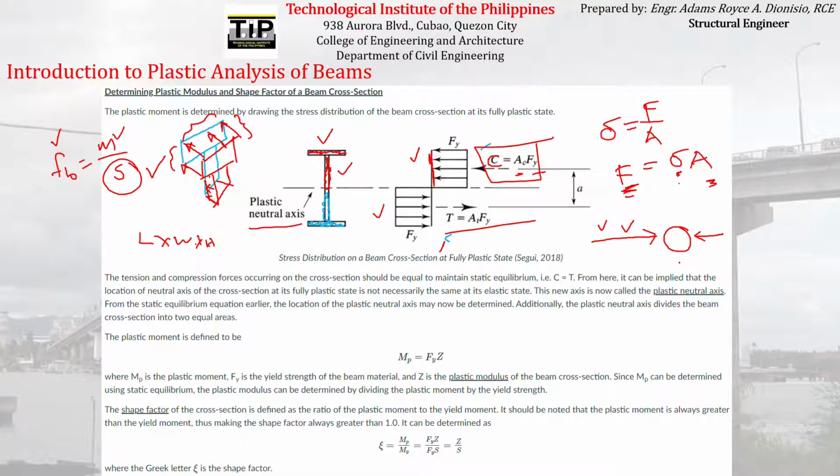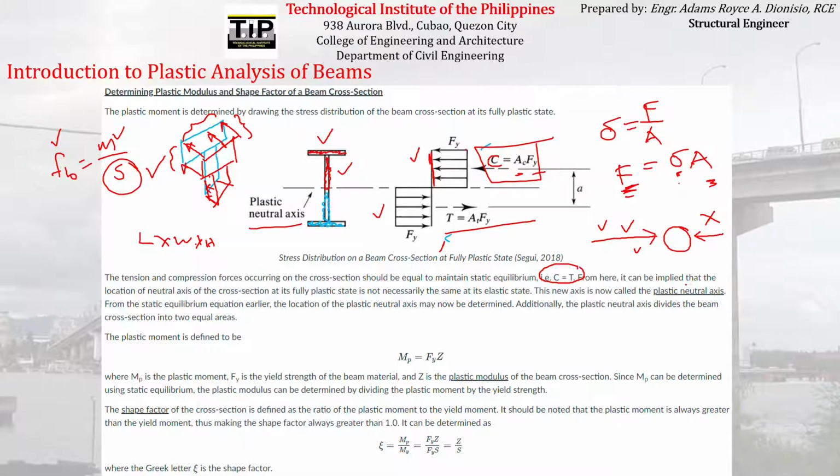So, kasi nagkaroon ng unbalanced force. Okay, hindi na kinayang i-balance nito yung force na 'to. Hindi niya kinayang i-balance. So, yung natira, yun yung magko-cause ng motion. Okay? So, dito sa case na 'to, siyempre ayaw natin magkaroon ng motion. So, dapat C is equal to T. Compression force is equal to tensile force.